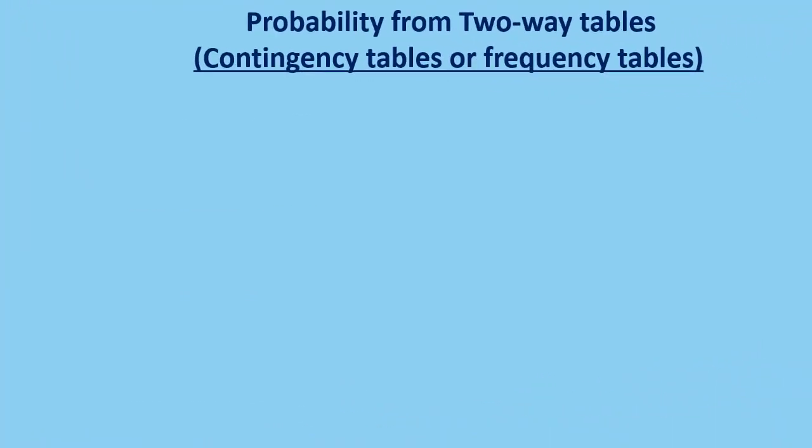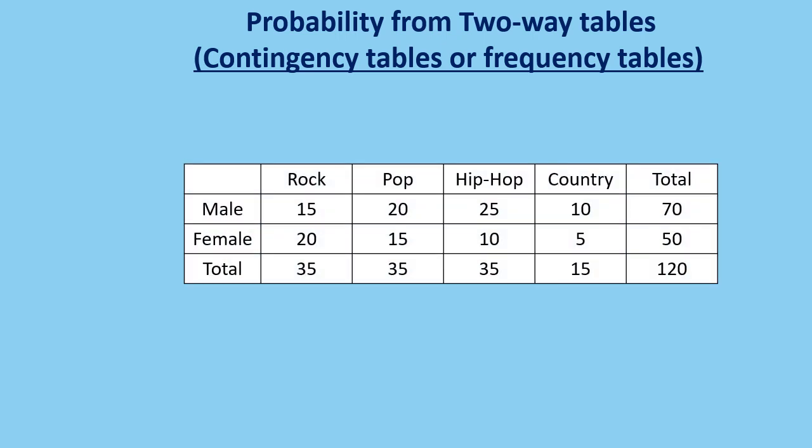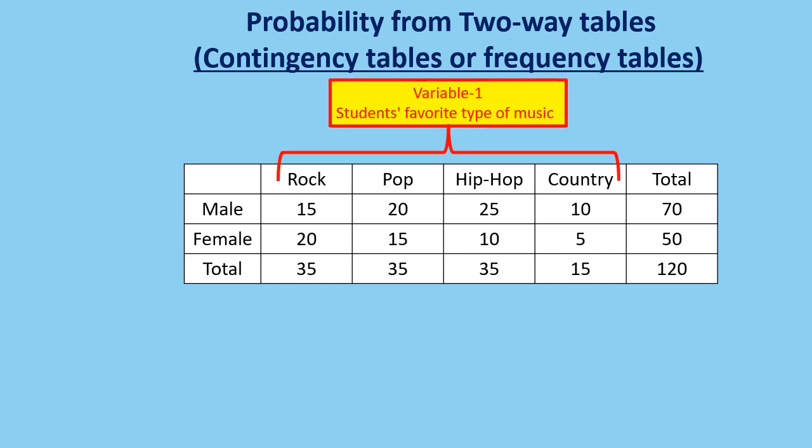Two-way tables, also known as contingency tables or frequency tables, are a powerful tool for organizing and analyzing data related to two different variables. By providing a clear visual representation of data, they enable us to identify patterns, relationships, and probabilities between two variables. For example, this two-way table displayed data on the favorite type of music and gender of a group of 120 students in a high school. So, the two variables of that table are the student's favorite type of music and the student's gender.